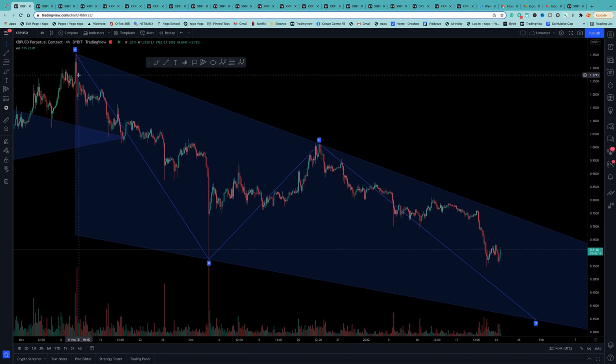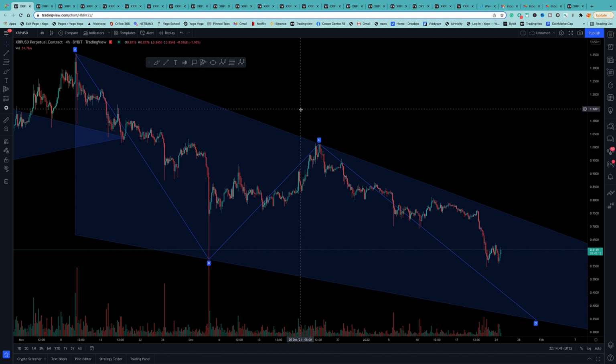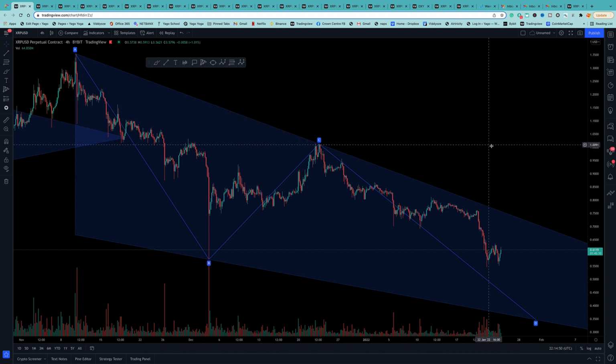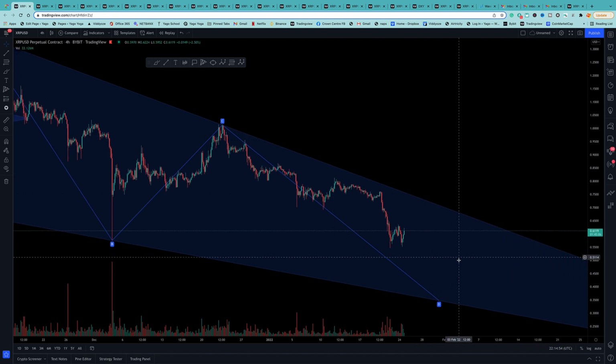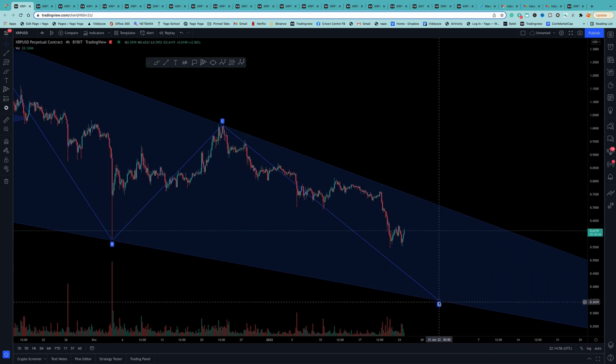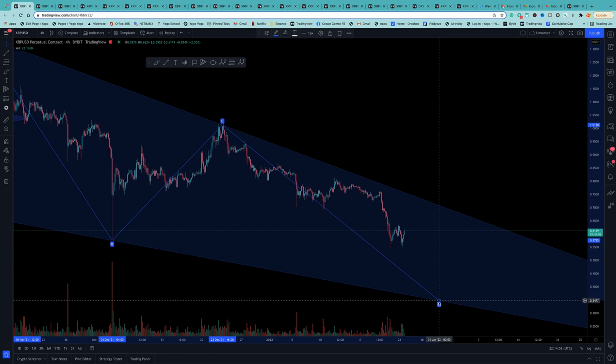But look at the size of it. My problem with this is the size of it. This is the 10th of November, 10th of December, 10th of January. I suppose it's not that long. It's still 2 months, a little bit longer.